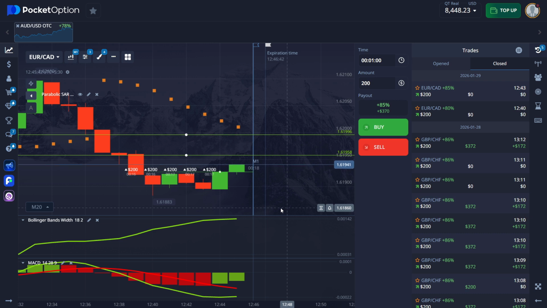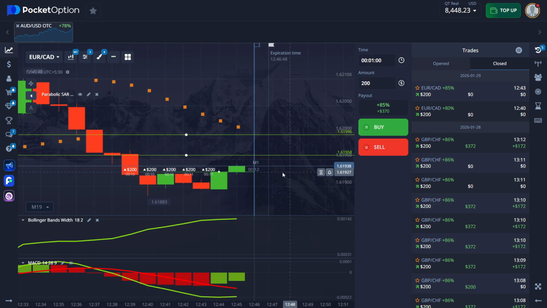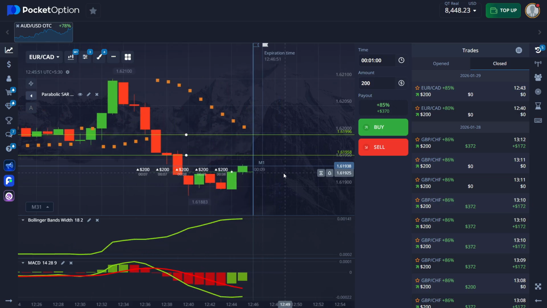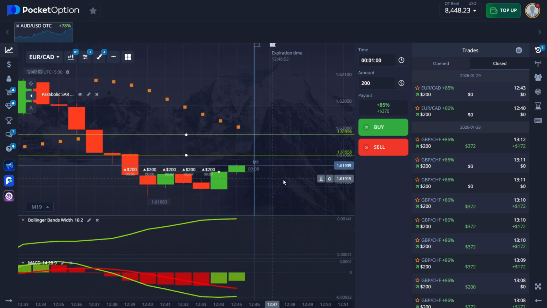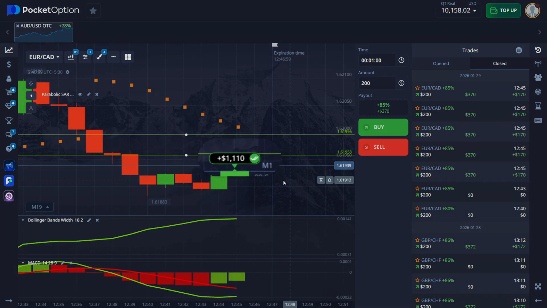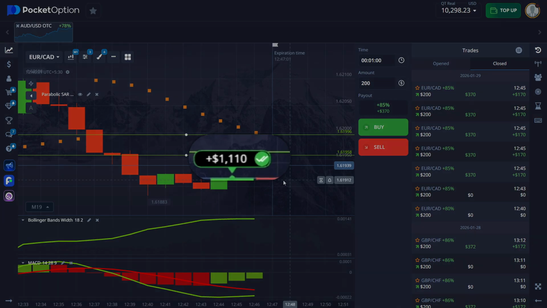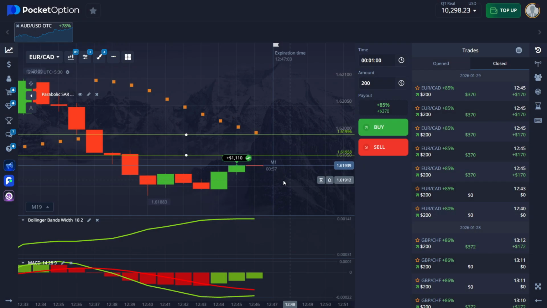But the one thing I am noticing here is the settlement ratio is still 85%, but the candle is shrinking, and there is a lack of volume in the EUR/CAD currency pair. And 6, 5, 4, 3, 2, 1, and yes, I have won that trade. 5 trades, $200 each, 85% settlement ratio, and I am in profit right now.